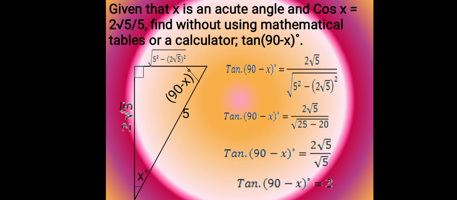Now, let's do the math now. Tan(90 minus x) is equal to 2 multiplied by the square root of 5 all over the square root of 5 squared minus 2 multiplied by the square root of 5 squared. So if we simplify, we find that tan(90 minus x) is equal to 2.